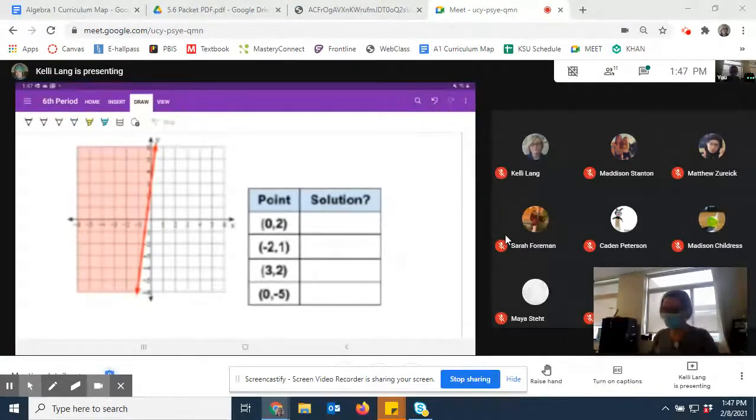Any point in the shaded region or along the boundary line is a solution. So shaded points and points on the line are going to be solutions to this equation. So let's start with the first example. We're asked to find (0, 2). Let's draw that on the graph. Find (0, 2) on your coordinate plane. We're starting off with a tough one to see.